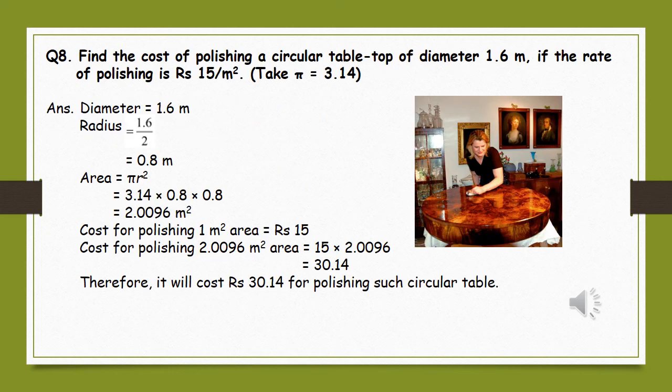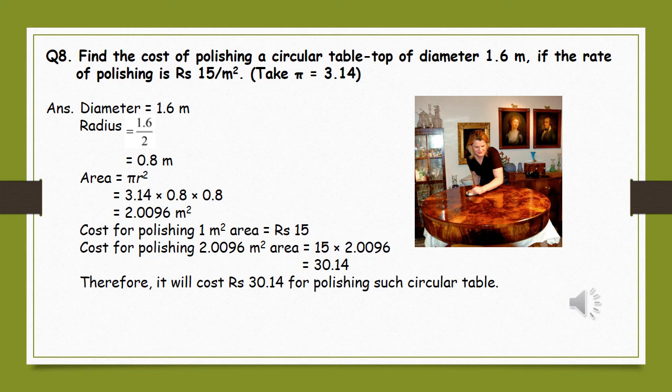Sum number 8. Find the cost of polishing a circular tabletop having diameter 1.6 meter if the rate of polishing is rupees 15 per meter square. Here pi value is taken as 3.14. Diameter is given 1.6 meter. Radius is 1.6 by 2, that is 0.8 meter. Area is equal to pi r square, that is 3.14 into 0.8 into 0.8 equal to 2.0096 meter square.